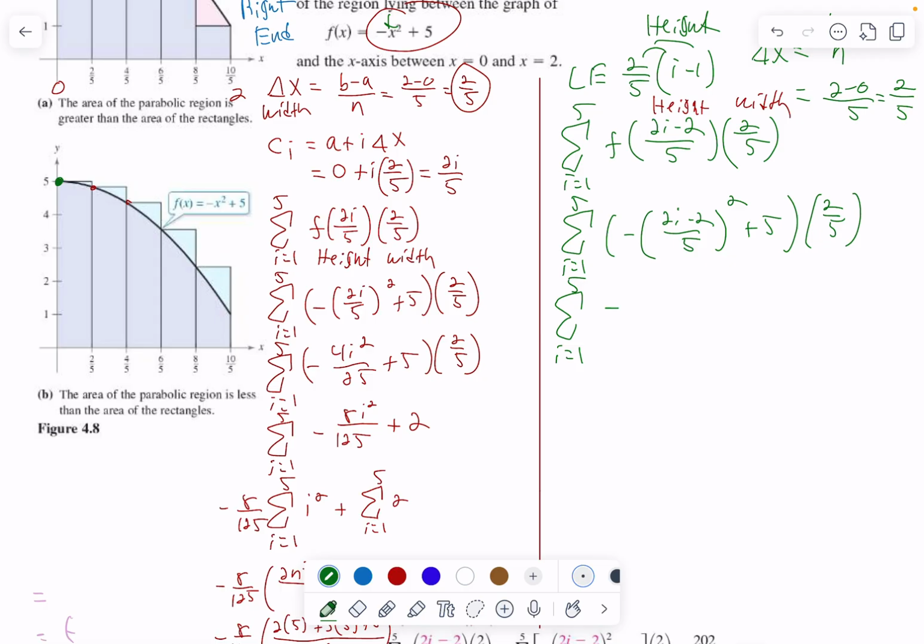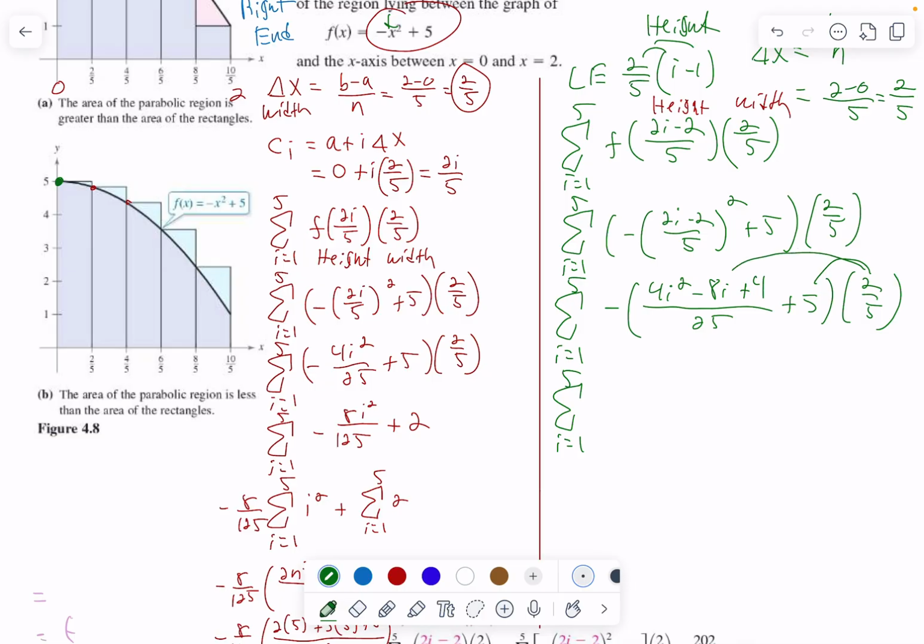Squaring (2i minus 2)/5. Again, you would FOIL it off to the side, okay, but I'll save you a little bit of writing here. So (4i squared minus 8i plus 4) all over 25, plus 5, times 2/5. And this is definitely tedious, no doubt about it, but it is what it is. Okay, so at this point, you'd probably want to distribute the 2/5. Multiply it here and multiply it here.